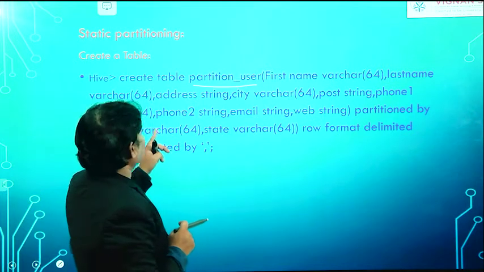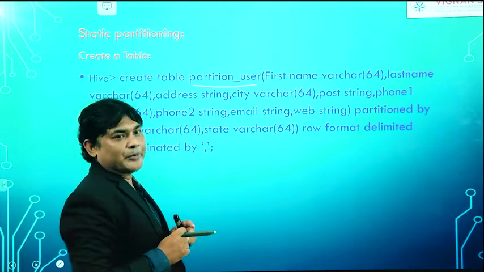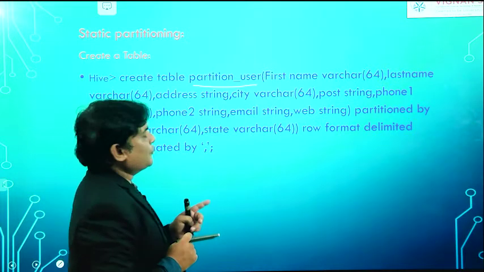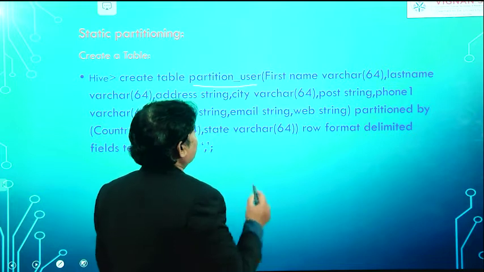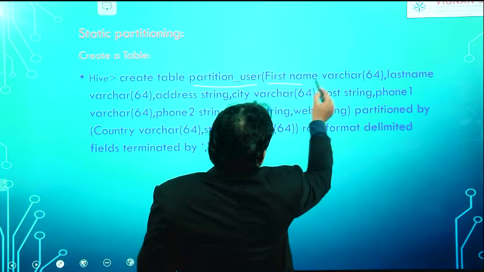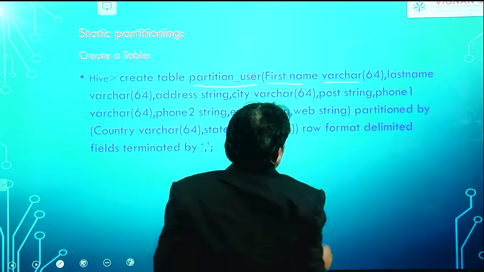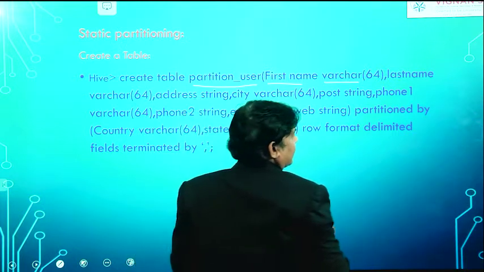So create table, and what is my table name? Partitions user, and then you are going to define your fields with the data type. So what fields do you have? The first name. What data type is given? Varchar. Okay, I specify the limit also.